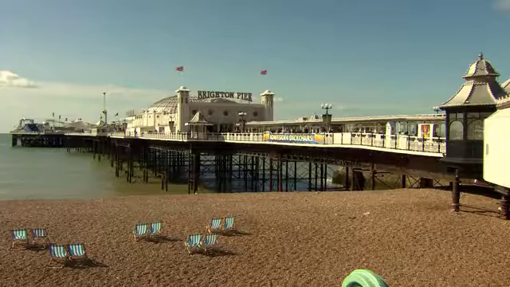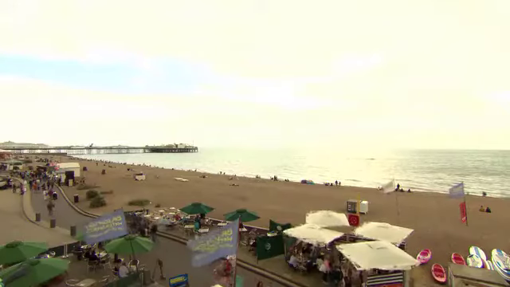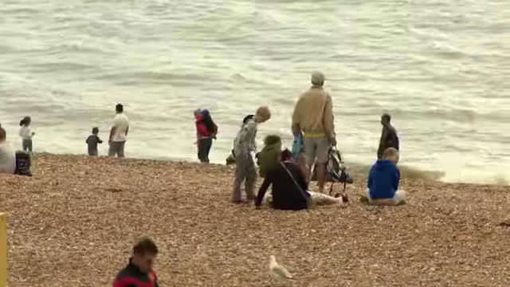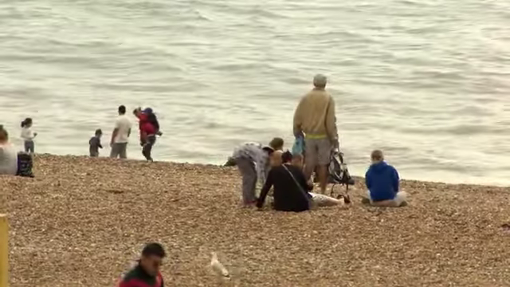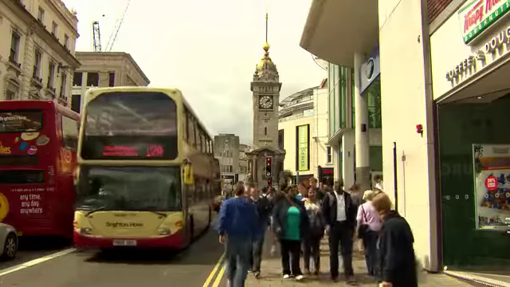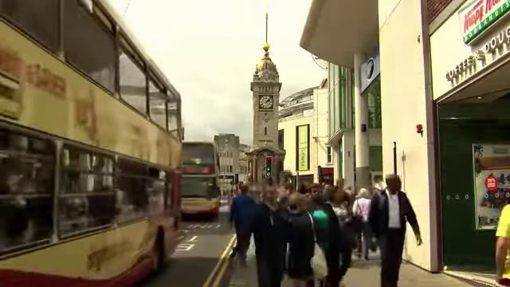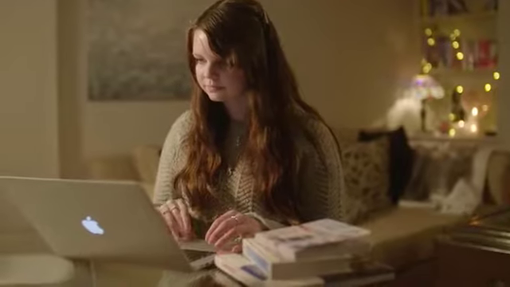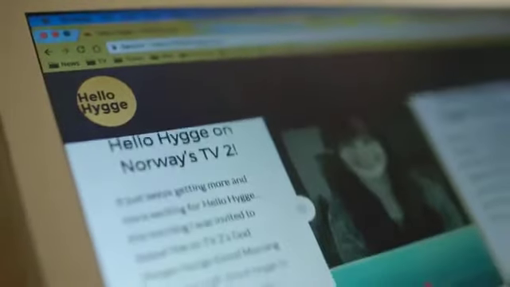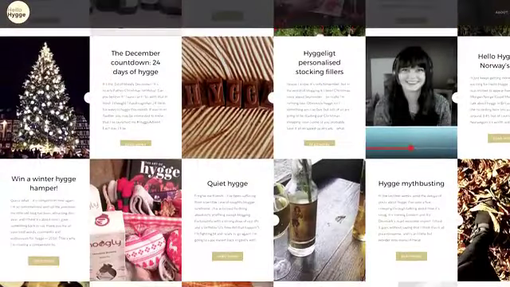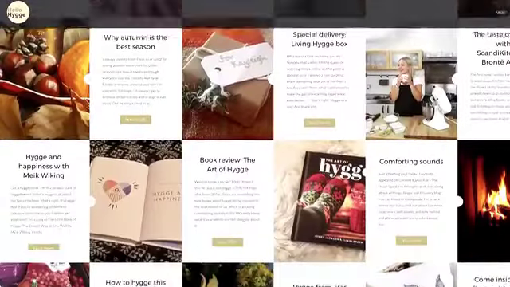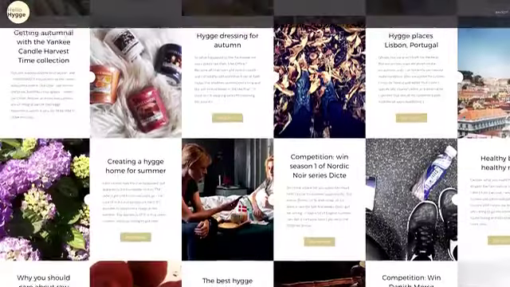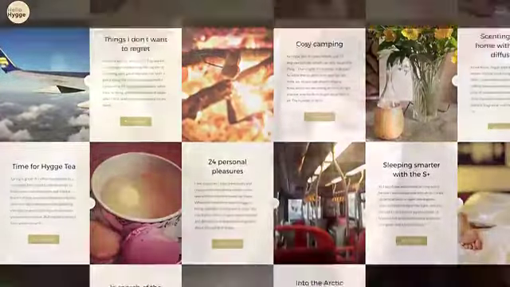This is Kaylee Tanner. Kaylee lives in Brighton, a vibrant and exciting seaside town on the south coast of England. By day, Kaylee works in marketing, but in her evenings and weekends, she runs a successful blog called hellohygge.com, dedicated to all things hygge. Why does Kaylee think that everyone is interested in hygge now?